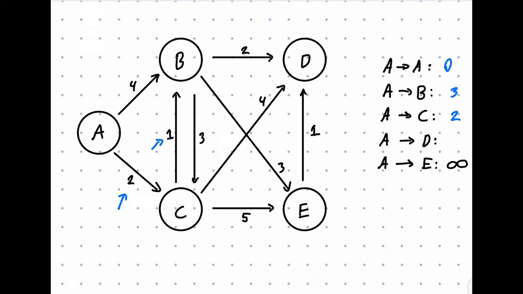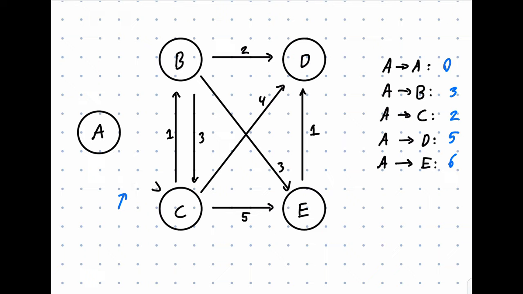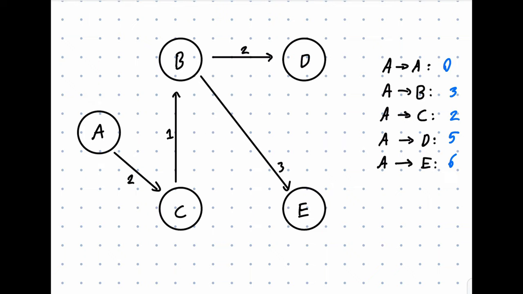Now we can reach D from B, which is 2 plus the distance to B, equaling 5. The shortest distance to E is also through B, so 3 plus 3 equals 6. Hence, this is our shortest distance diagram according to that algorithm. But wait, did you see that?